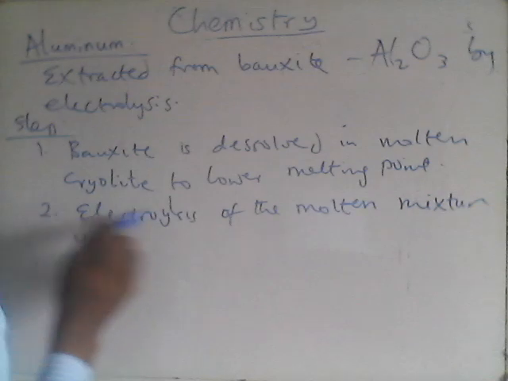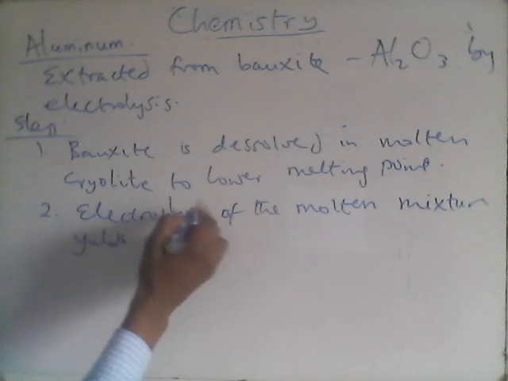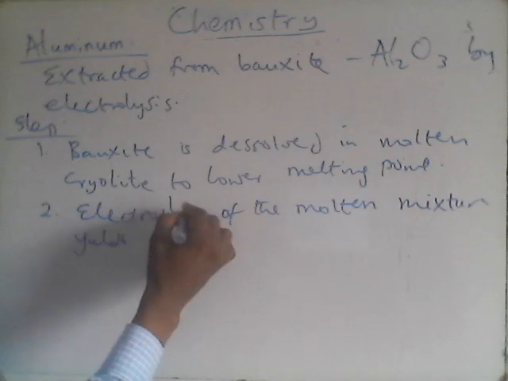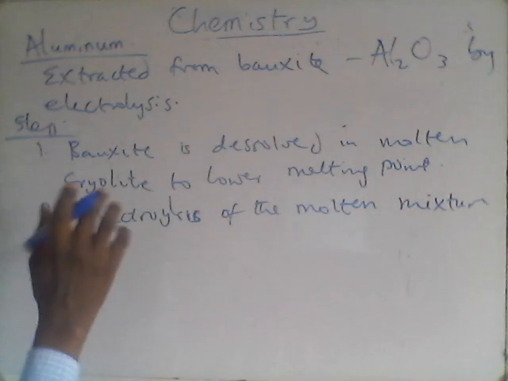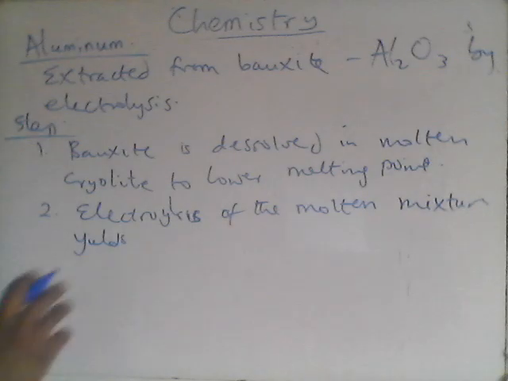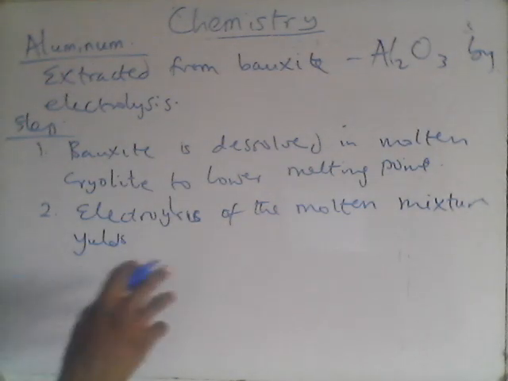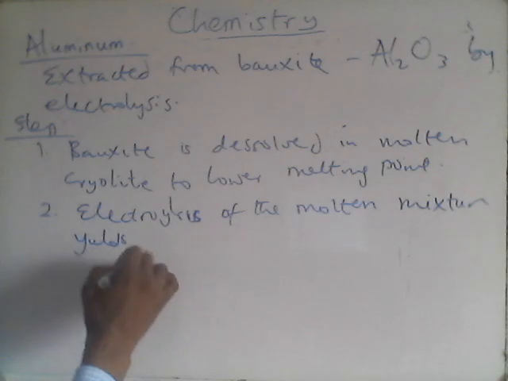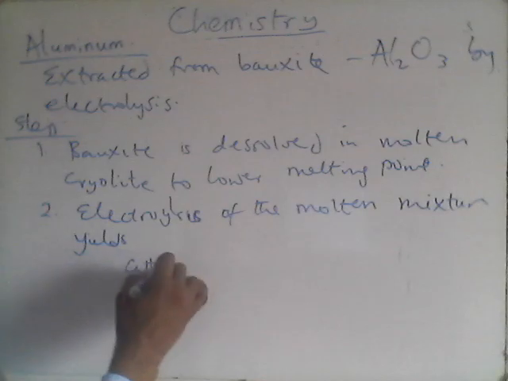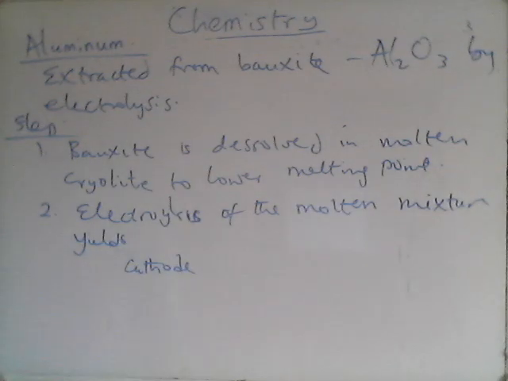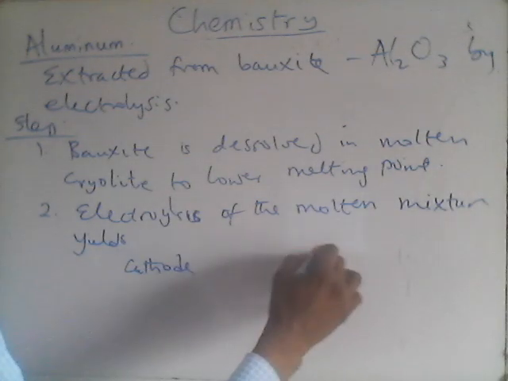For electrolysis, there's a video on electrolysis. Just subscribe to our channel and you will see the video. It will be out in a short while, and electrolysis will be explained in full. But you know there are two electrodes for electrolysis. The cathode is where you have the negative pole, and the anode is where you have the positive pole.